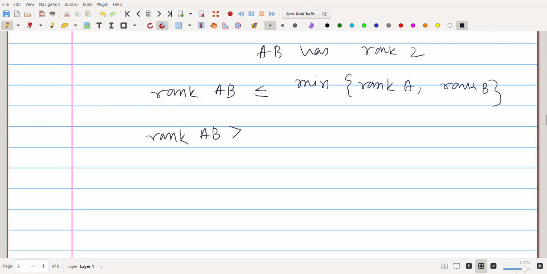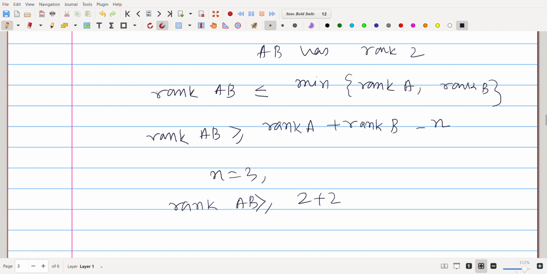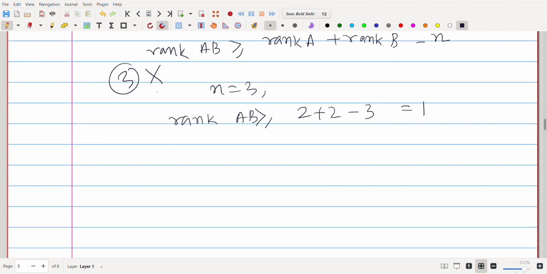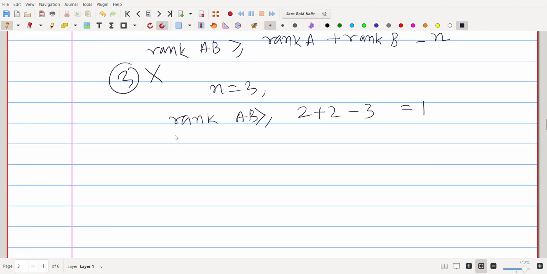Rank of AB is greater than or equal to rank A plus rank B minus n. So n here is 3, and rank A and rank B are 2. So rank of AB is greater than or equal to 2 plus 2 minus 3, which is 1. Hence the third one is false. What about the fourth one? Because the third one says that it is at least 2, but here we are getting 1.